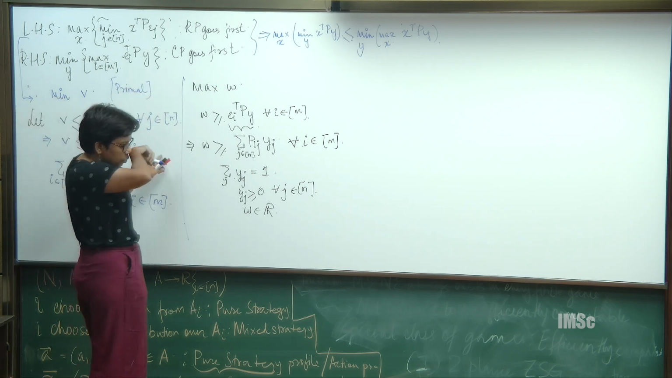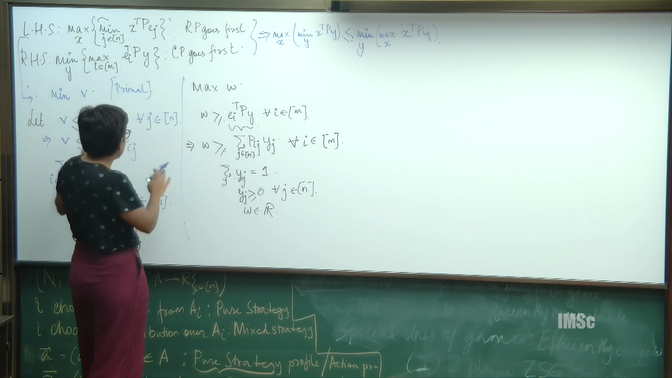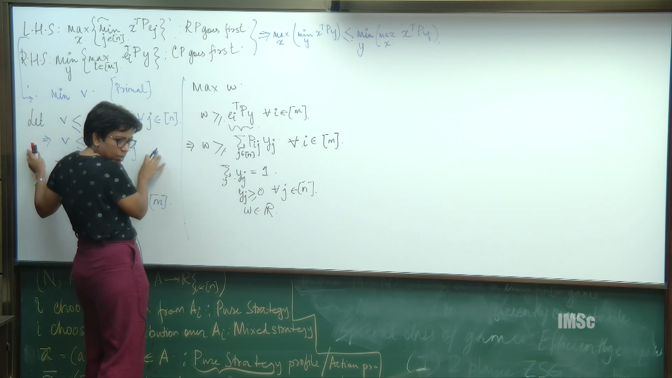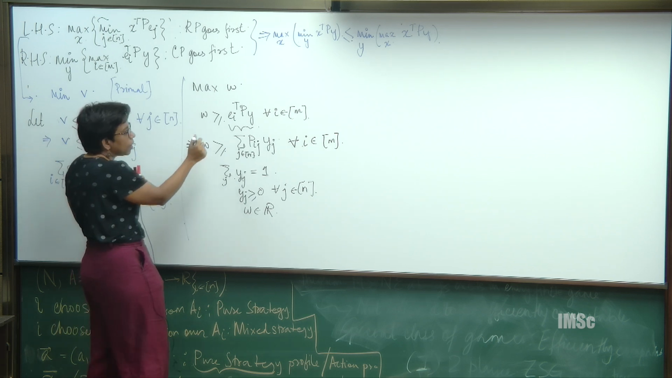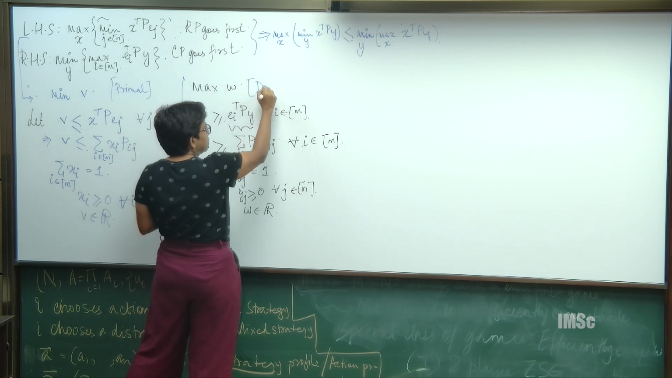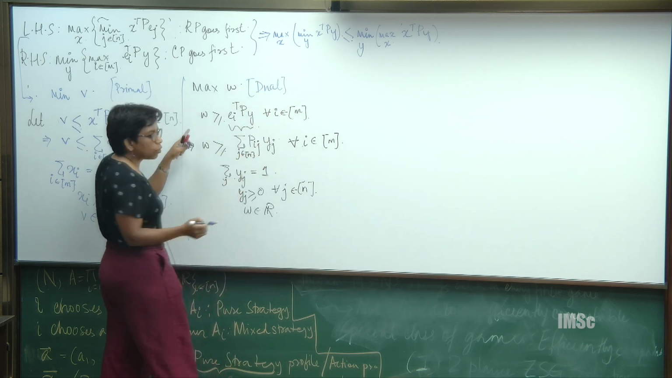If you know LP duality, if this is a primal program, it is a linear program, anything can be a primal program, it does not matter, max or min, it has a corresponding dual linear program. This is what it would look like.